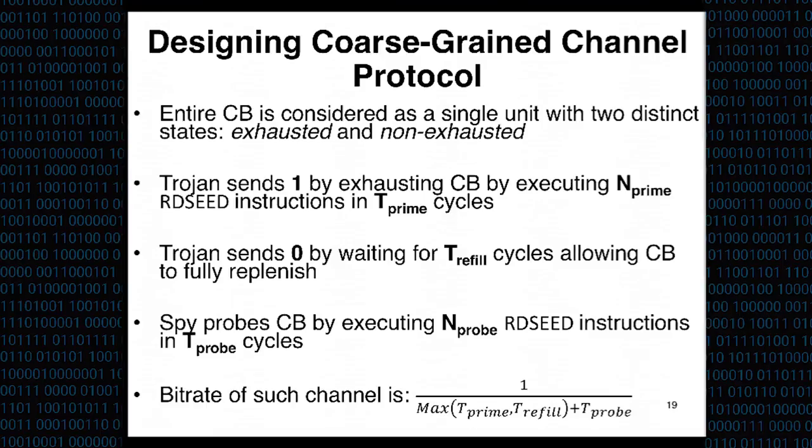And so then the bit rate of such a channel is going to be 1 over the max of this, because this is to send a zero, this is to send a one, or the other way around, one and zero. And then this is the spy's operation. So this is the Trojan part, this is the spy's part.